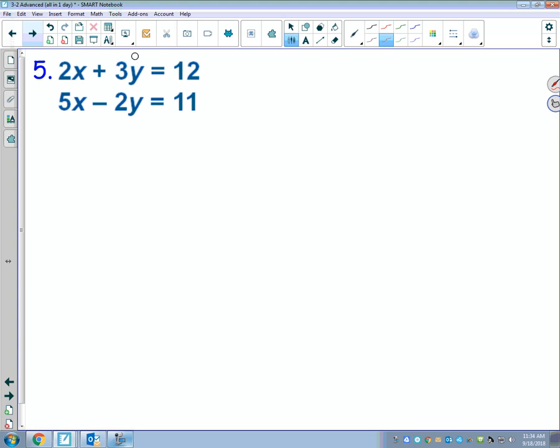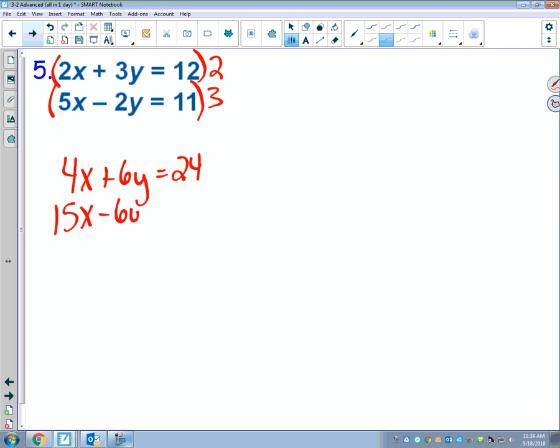So if I make my y's the same, what's the first number that 3 and 2 have in common? 6. So what would I multiply this by to make it a 6? I would multiply by 2. And on the bottom, what would I do to make this turn into 6 or negative 6? I would multiply by 3. And as long as we do it to everything, we haven't changed it. So look at the top. I get 4x plus 6y equals 24, just multiplying everything by 2. And if I multiply everything by 3 here, I get 15x minus 6y equals 33.